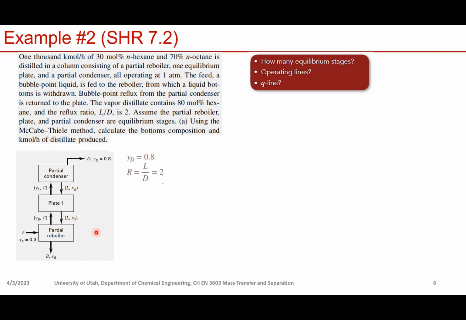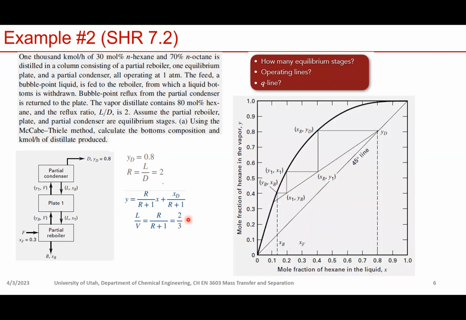Okay. And in this case, we can draw the operating line, then we can do the step off because we know the composition of distillate, right? So then we can find out the composition of the bottom. So here we know the ratio of L over D. Then we can compute the ratio of R over R plus 1. That's L over V, which is 2/3, right? So we can plot the operating line on the XY diagram.